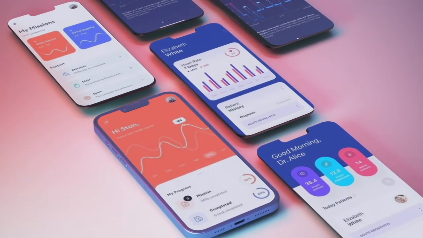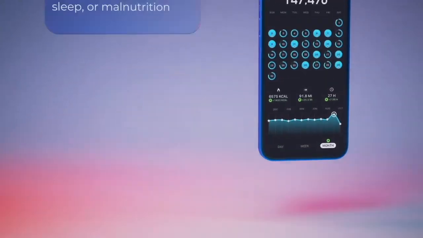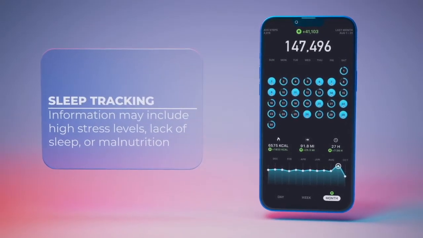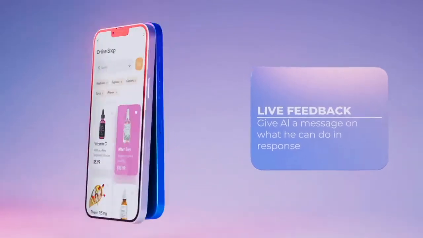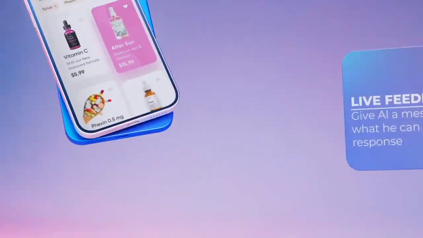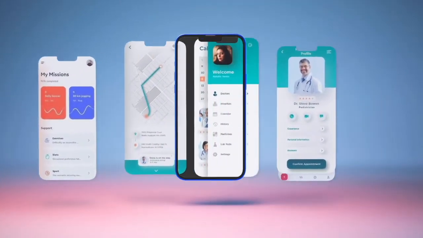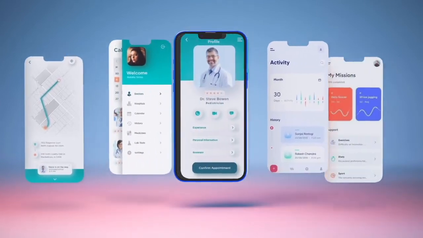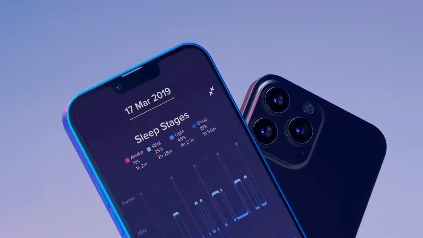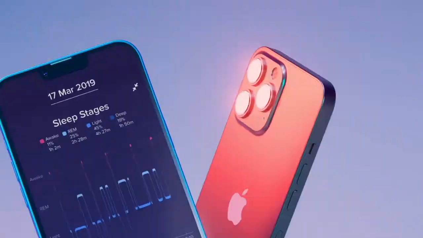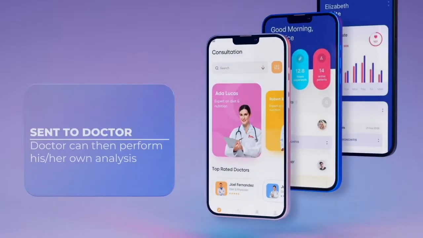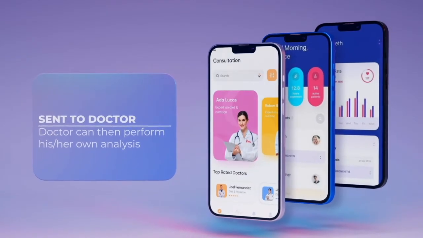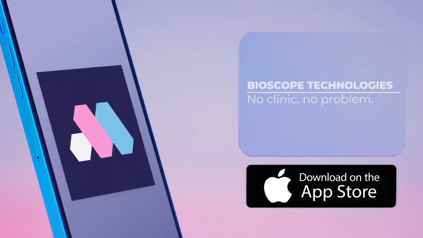This information may include high stress levels, lack of sleep, or malnutrition. If the model detects irregular stress levels, it will give Al a message on what he can do in response. If the machine learning model detects more significant abnormalities in these patterns, complex data will also be sent to his doctor. This could include blood pressure, noise level charts to analyze sleep, and ECGs to analyze breathing patterns. The app will then inform the doctor about these abnormalities, and the doctor can then perform his own analysis.